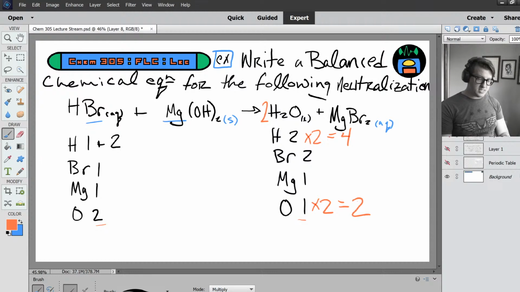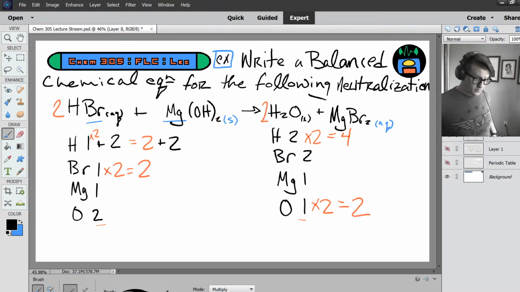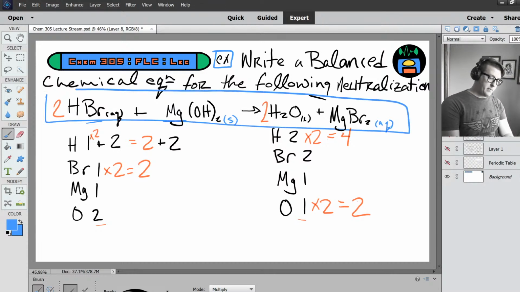Now magnesium's balanced. Hydrogen doesn't look straightforward, right? 3 doesn't go into 4 evenly, but bromine looks pretty easy, right? 1 goes into 2 twice, so I'm going to multiply HBr by 2. This balances bromine, and you'll notice when we multiply that 1 hydrogen coming from HBr by 2, we get 2 plus 2 hydrogen, or 4 hydrogen, on our reactant side. So this balances our chemical equation in one fell swoop, or maybe a couple.